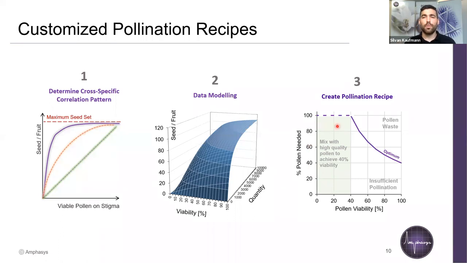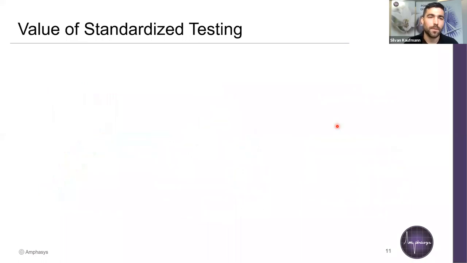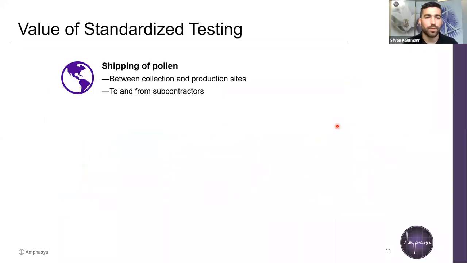Now, coming up with such a recipe is quite a process. You have to put quite a bit of effort into it. And that's why I think having a standardized pollen viability test is crucial if you go in that direction. We see the value of a standardized test in many areas. For instance, if you ship pollen between collection and production sites to and from subcontractors, you want to know what is happening on the way, whether what this person shipped to you has changed over the process.